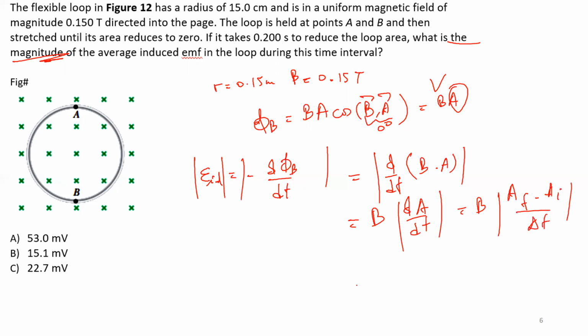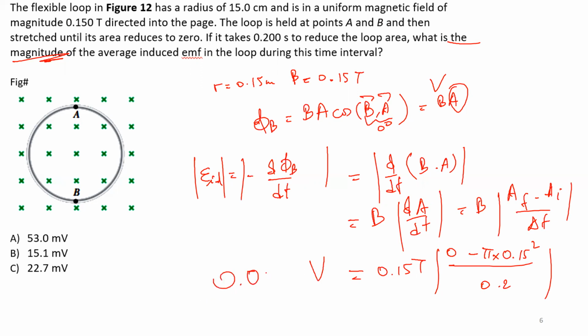So I gave you everything in this problem. Let's just do it. B is 0.15 Tesla. A final is 0. Area initial is pi r squared, which is 0.15 squared, divided by time, which is 0.2. You take the absolute value and you will get everything in volts. If you look at it in volts, you will get 0.053 volt, which is 53.0 millivolts. Next question.